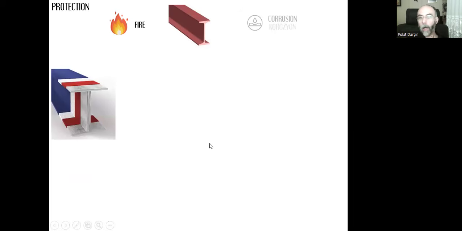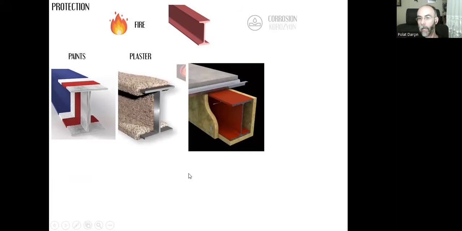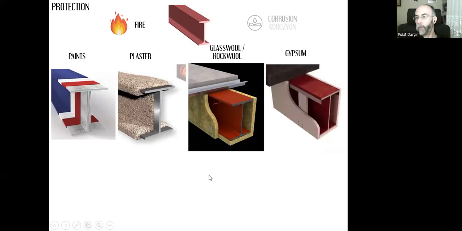How can we protect steel pieces against fire damage? There are paints that we can use. There are plasters, and we can use glass wool or rock wool. These are incombustible materials, or we can prefer gypsum. If we cover all the surfaces with these materials, then we will have a higher level of protection.